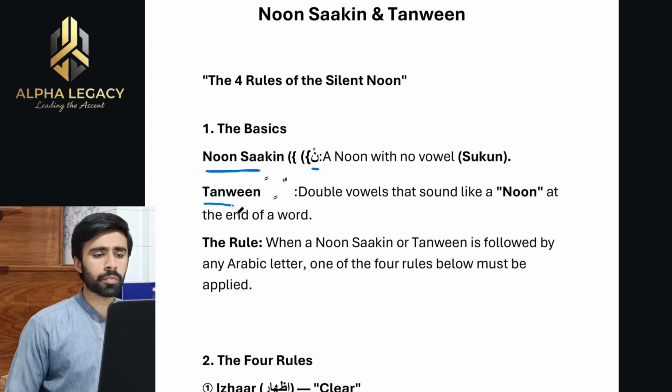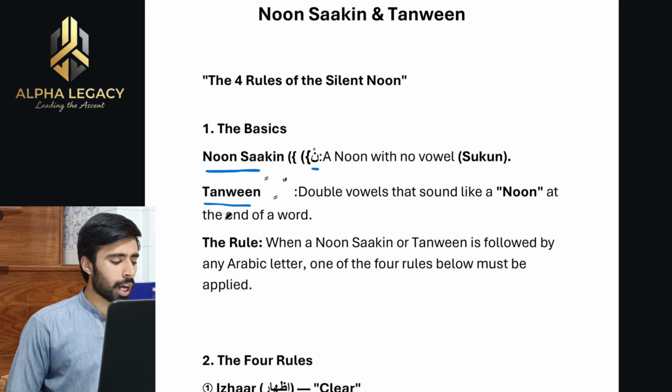The second part is Tanween. Tanween are the double vowel signs that appear at the end of the word, and those vowel signs are double fatha, double kasra and double damma. These signs create a noon sound at the end of the word. Even though the letter noon is not written, the sound of noon is produced.